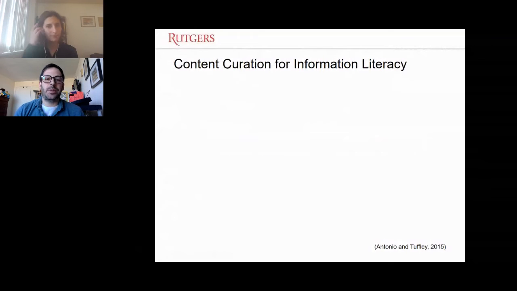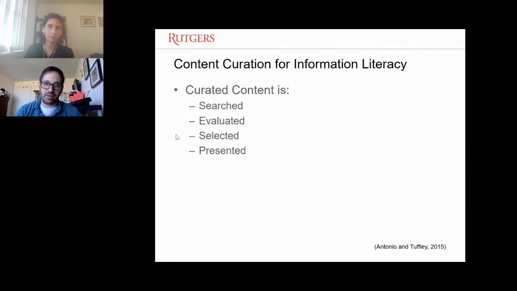Excellent. So with respect to content curation, there's a growing body of literature on content curation for information literacy to address some of the gaps that Shelley just identified. And in the research, there's an important distinction in discussing content curation: we're not talking about the creation of new content. Instead, what we're talking about is making sense of the content that currently exists out there in the world.